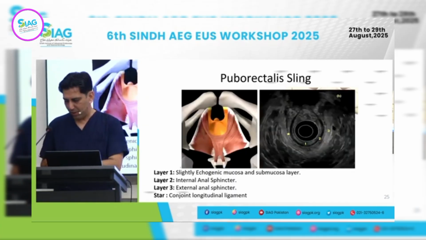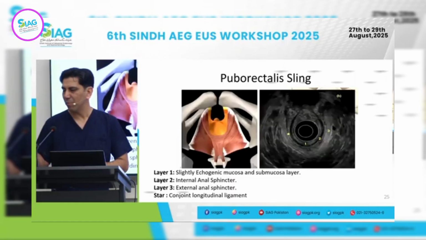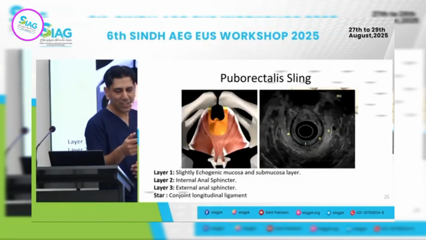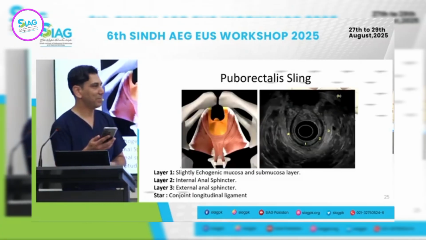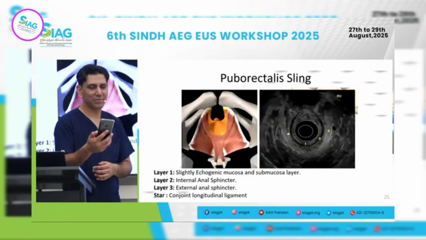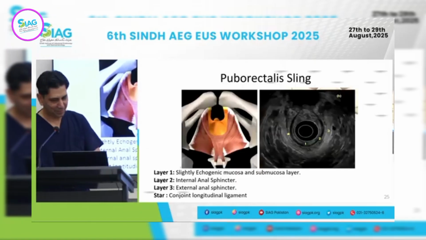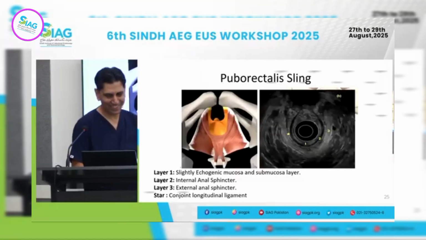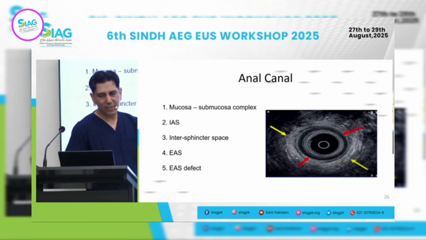The question was why the external sphincter is hyperechoic. Because of the skeletal muscle composition. ChatGPT says that too, because of the skeletal muscle composition. Okay, so the same.